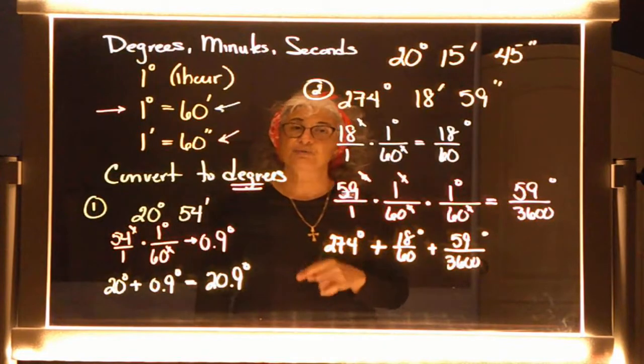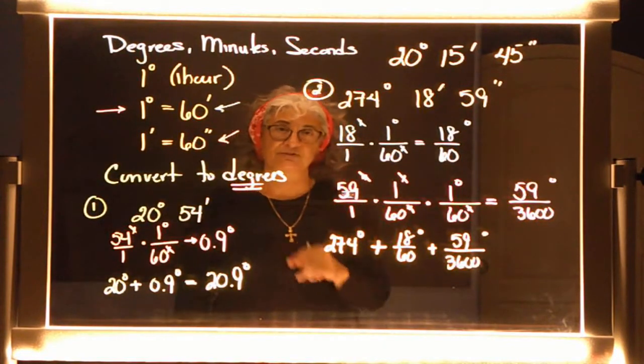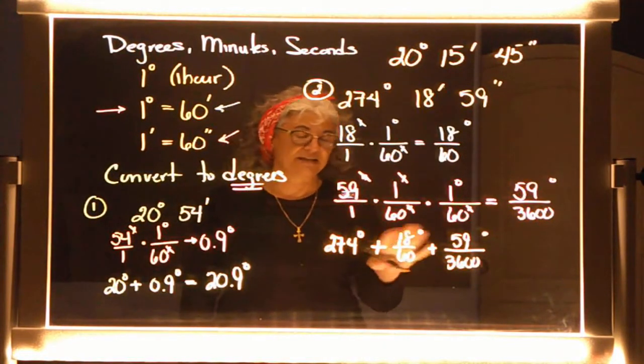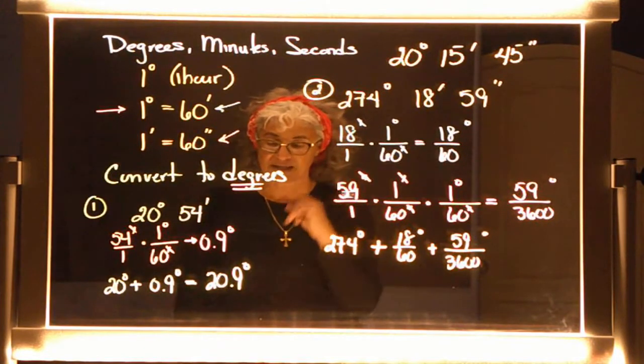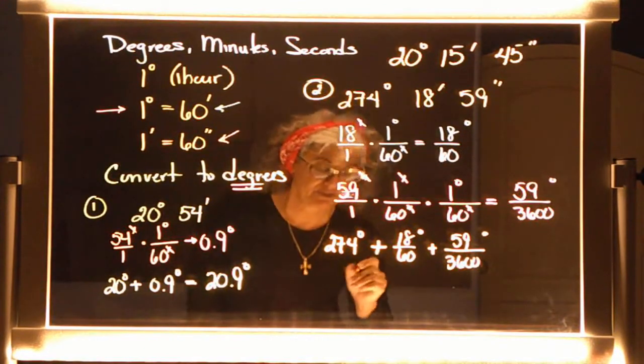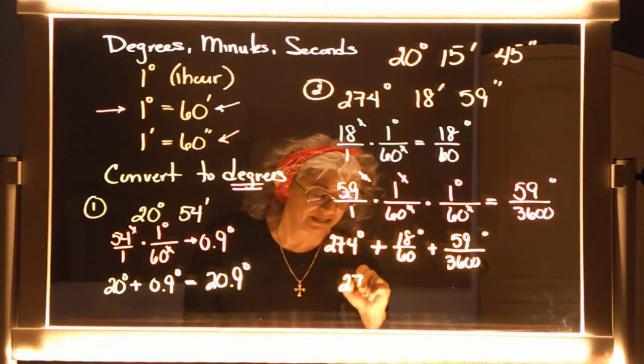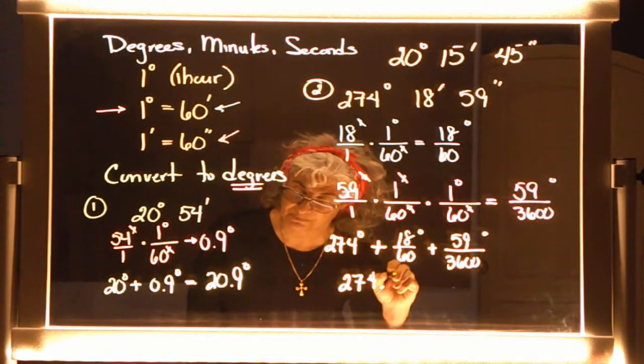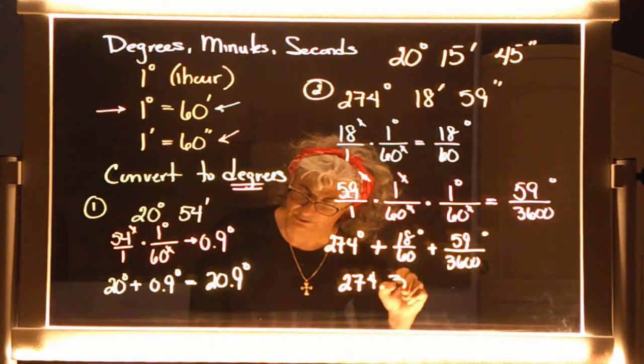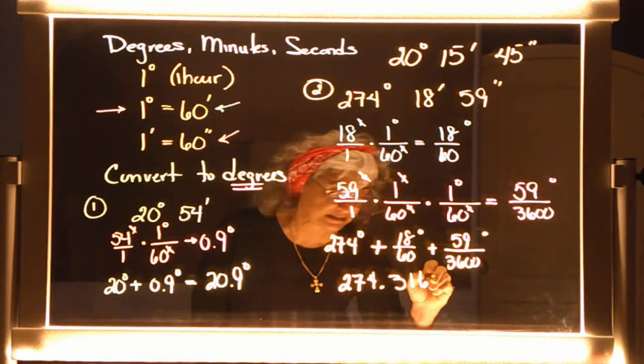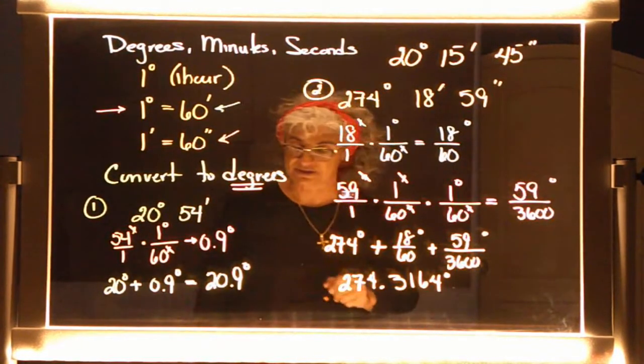And yes, they're going to want a decimal answer, so you get to your calculators and get me to 4 decimal places. And let's see if you come up with the same answer I did. I have 274.3164 degrees.